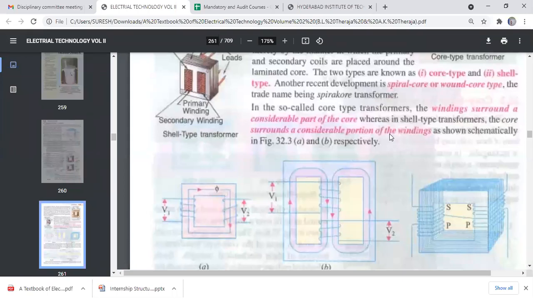These are the two types. You have to draw the diagrams in the exam and explain these two diagrams, core type and shell type. They'll give 2 marks. Sometimes they'll ask for 5 marks. Okay, I'm stopping the class here. Tomorrow we'll see the derivation for the EMF equation of the transformer in the next class.